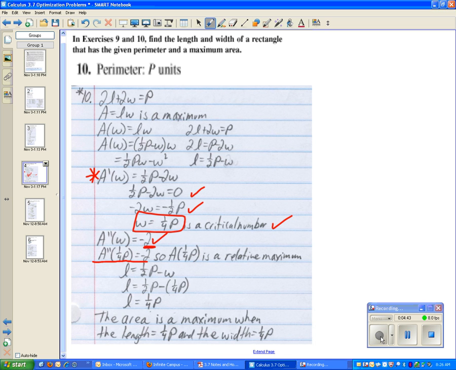So the second derivative, when I evaluate it for 1/4 P, equals negative 2, because the second derivative always equals negative 2. That means the function evaluated for 1/4 P must be a relative maximum. So now I know what W is supposed to be. It's 1/4 P. I go back and figure out what L is supposed to equal. I substitute 1/4 P in for W, and simplify. So the area is a maximum when the length equals 1/4 P and the width equals 1/4 P.